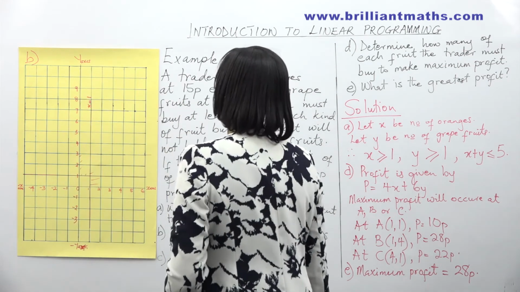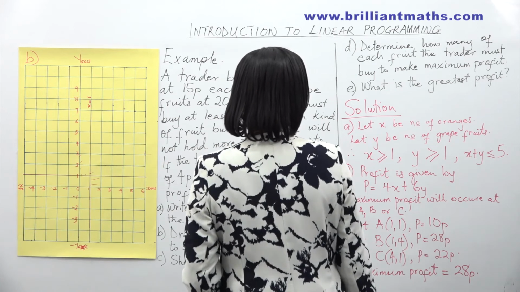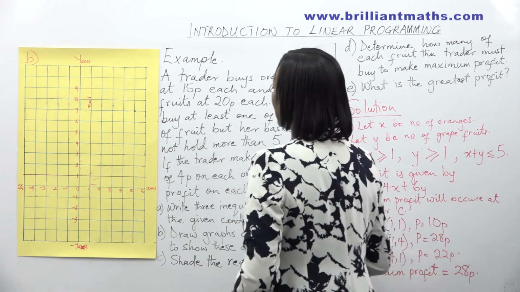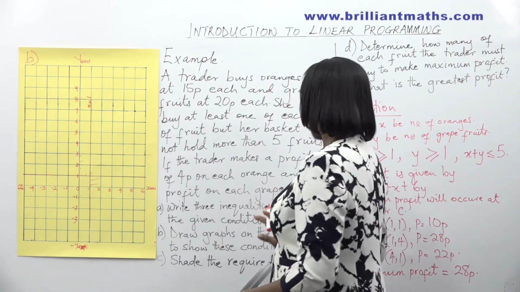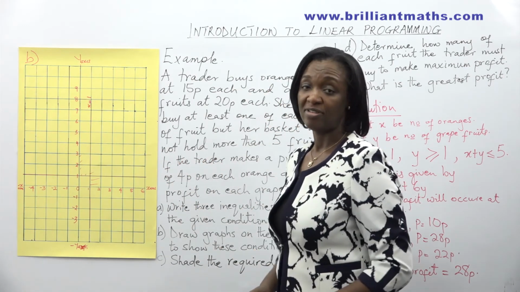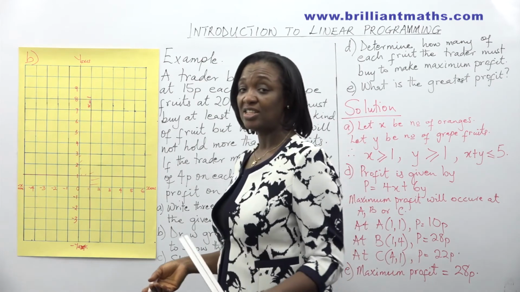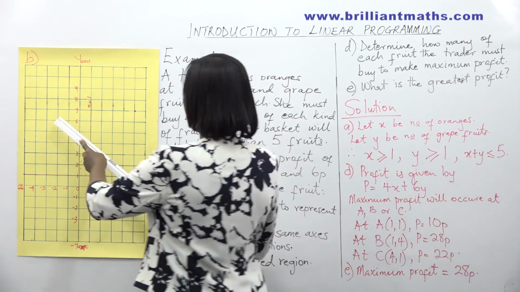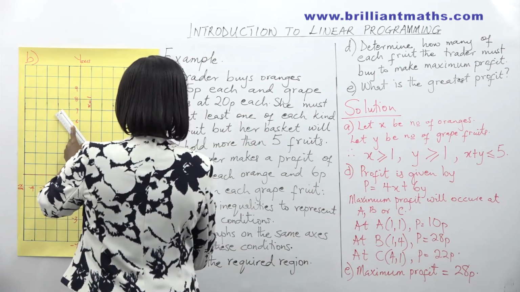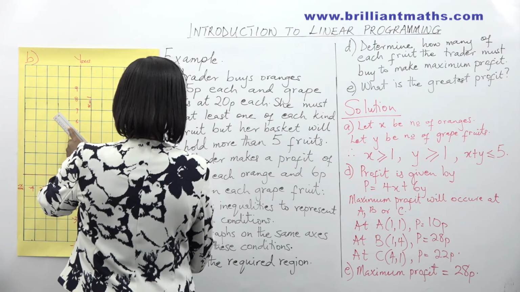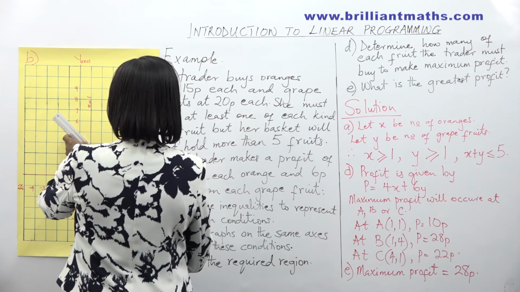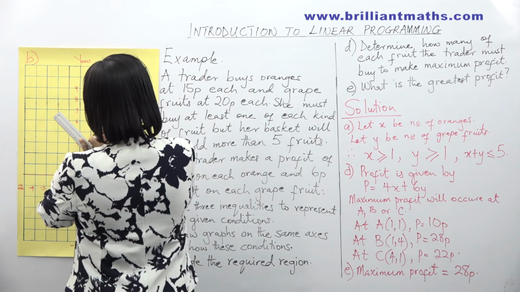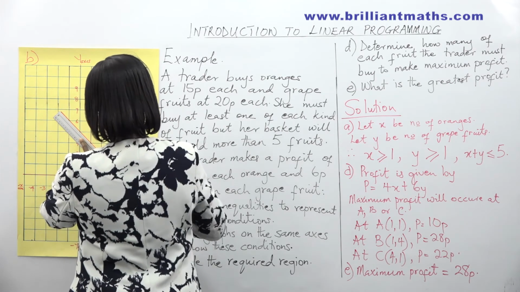Okay, let's see. Then X plus Y is less than or equal to 5. So we'll draw the line X plus Y is equal to 5. So to draw that line, when X is 0, Y is 5. And when Y is 0, X is 5. So that's a straight line. X0, Y5, Y0, X5.